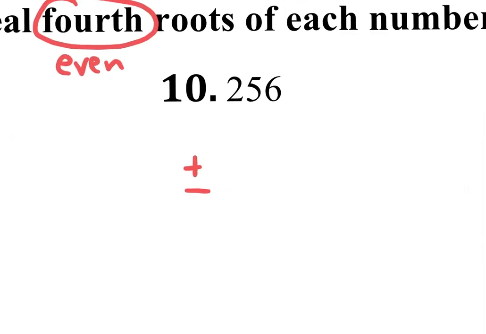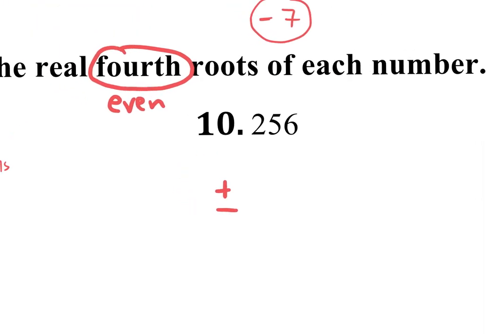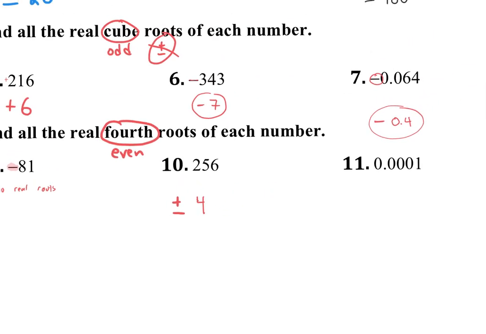But this one over here, number 10, it's an even, so we're going to have plus or minus, and because the value is positive here, we just take the fourth root of this. So how do we find a fourth root? You're going to have to pull out a calculator for that. So the answer here is plus or minus 4.